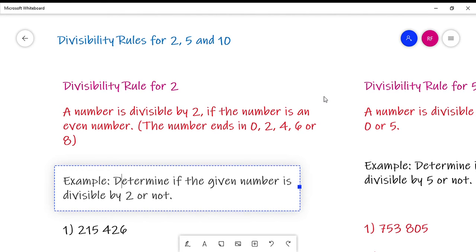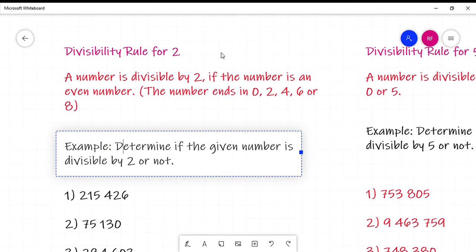Hello. In this video, we're going to discuss the divisibility rules for 2, 5, and 10. Okay, so let us start. So let us start with the divisibility rule for 2.